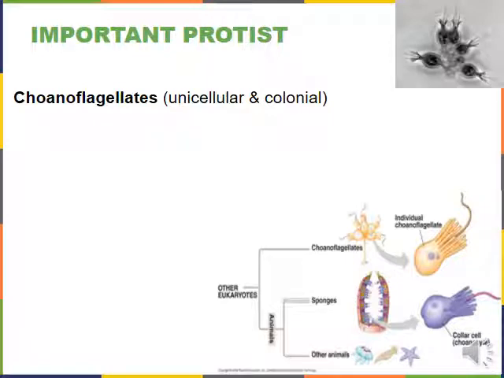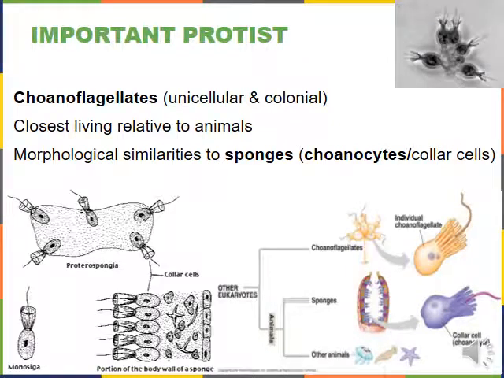So one very important protist that I'm going to mention now, and this will become important as we start learning about early animal evolution, and particularly early sponges being the early animals, is a group called choanoflagellates. These are unicellular and colonial, and they're thought to be the closest living relative to animals. You can understand this better when you look at the morphological similarities between sponges and this kind of protist, and you look at what are called collar cells.